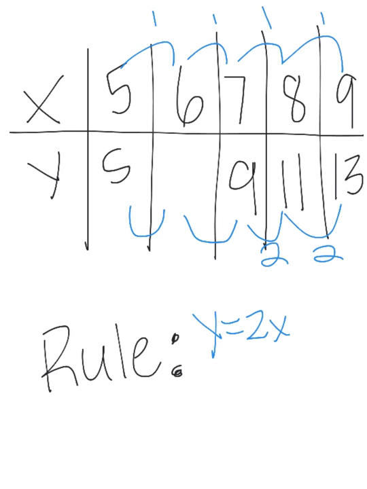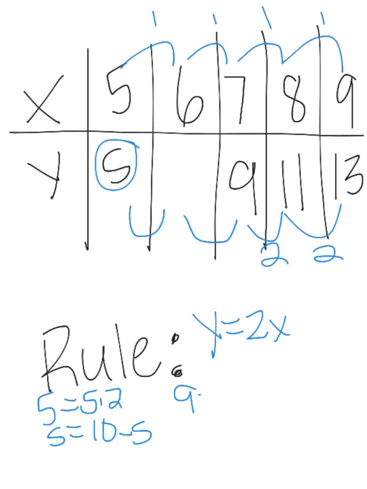If I take 5 times 2, my answer somehow has to be 5, because y is equal to 5. Somehow I have to get from 10 to 5 by adding or subtracting. Well, I know I can take 10 minus 5 to get to 5. Let's see if that works for the rest. If I take 7 times 2, that's 14. How do I get from 14 to 9? Well, the number's got to get smaller, so again, I subtract 5.